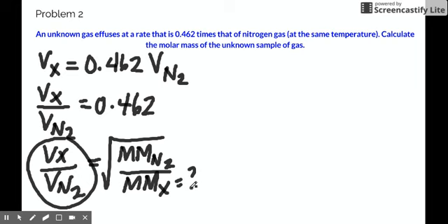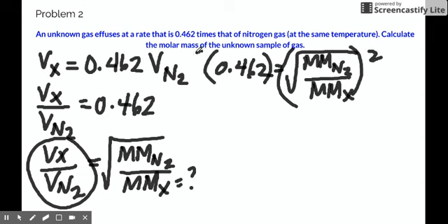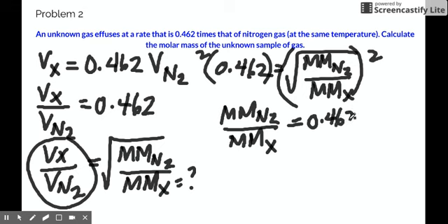So what we need to do is simplify this equation, because we know Vx over V N2 becomes 0.462 is equal to, we focus on molar mass, the square root of the molar mass of N2, which we can get from the periodic table, over the molar mass of X. Because we have to get the molar mass of X, we need to find a way to cancel out units and get an expression of the molar mass of X. So clearly, we need to square both sides to remove first the square root. So we're going to get molar mass N2 over molar mass of X. I'm just going to put them on the left side, they switch places so that the unknown will be clear, is equal to 0.462 squared.